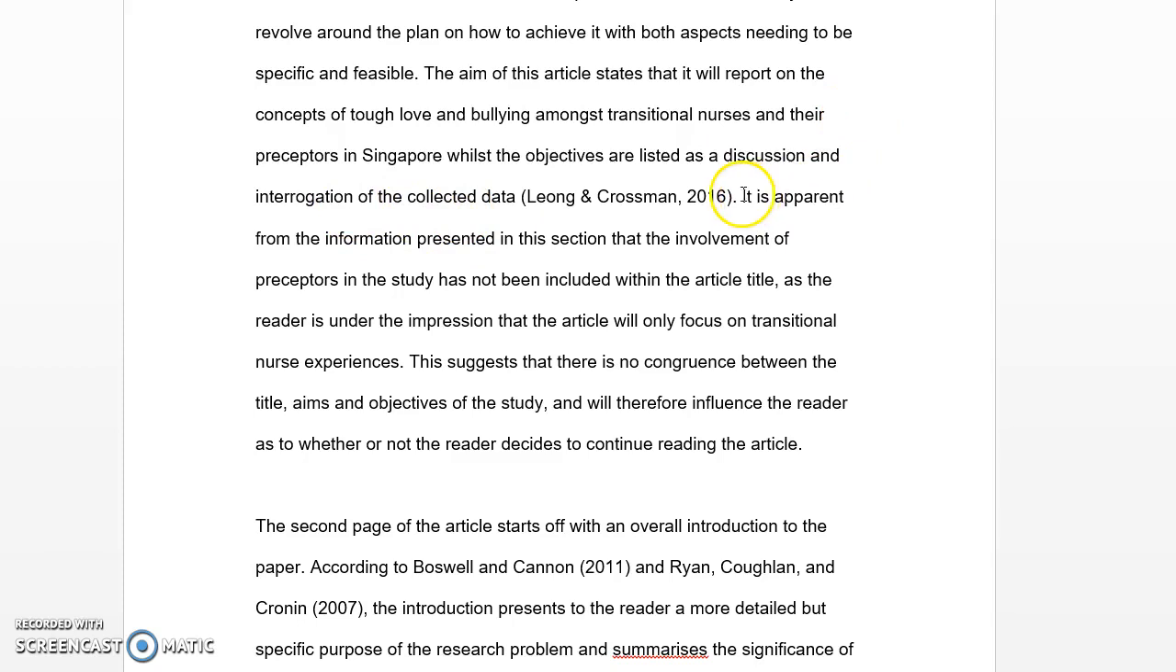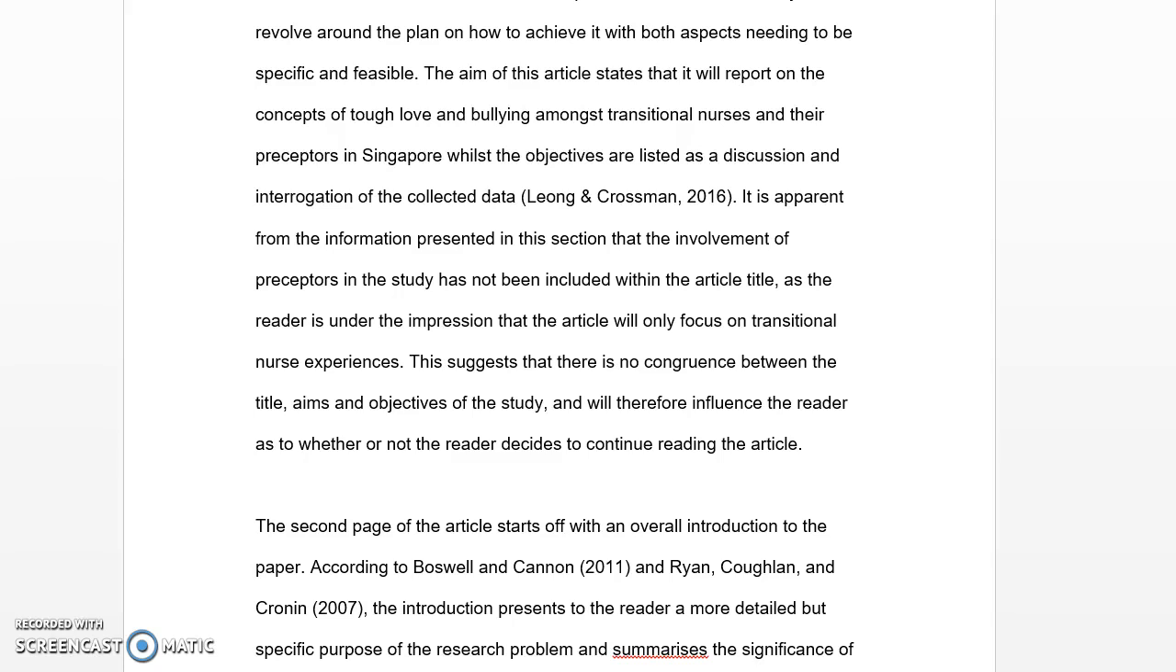It is interesting. She then goes on. So this next sentence, it is apparent, starts the critique for her in this section. So she's told us what should be in the abstract. She's told us what is in the abstract, and now she's critiquing where she sees there could be improvement, or where there is maybe a comment to be made there.